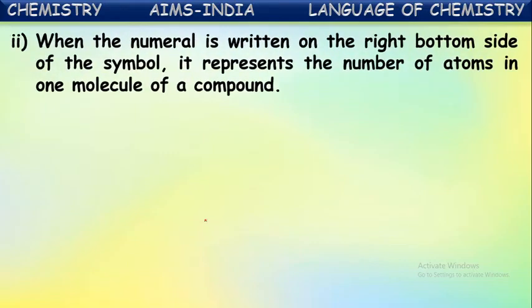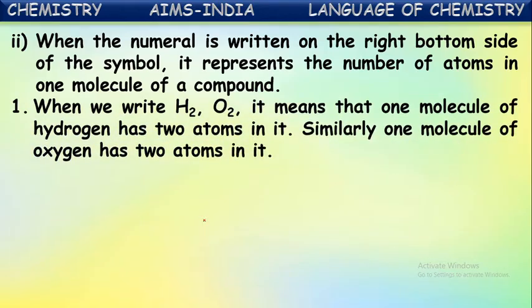When the numeral is written at the right bottom side of the symbol, it represents the number of atoms in one molecule of a compound. If the number is written at the front, that represents the total number of molecules taken, and hence we can calculate the number of atoms also. But if the number is written at the right bottom side of the symbol, it represents especially the number of atoms of that element present in the molecule of a compound.